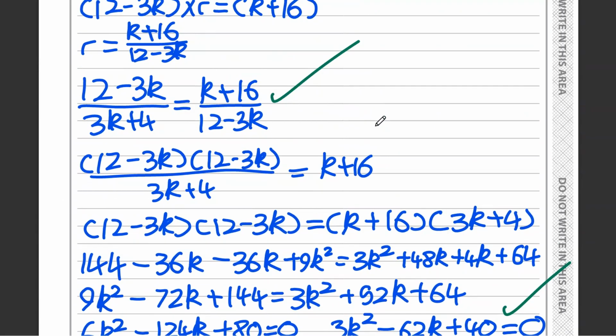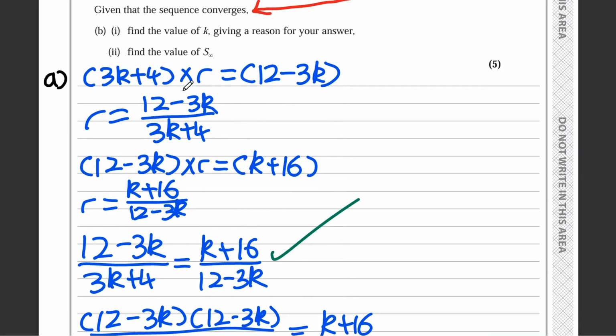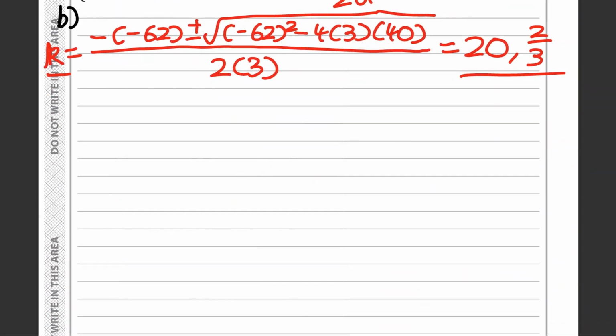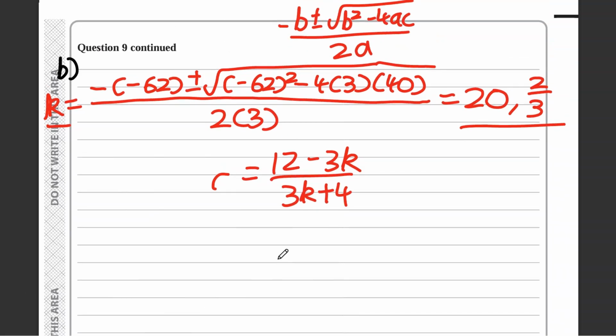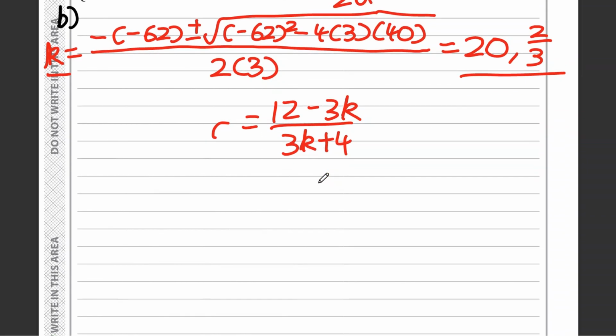Is k equal to either 20 or 2 over 3? As the sequence converges, we know that r has to be between -1 and 1. And in part A, we got two equations for r. Let's use this one here, okay? So let's use the fact that r is equal to 12 minus 3k over 3k plus 4. Let's sub these two k values in, k is equal to 20 and k is equal to 2 over 3, into this and see what r values we get out, okay?